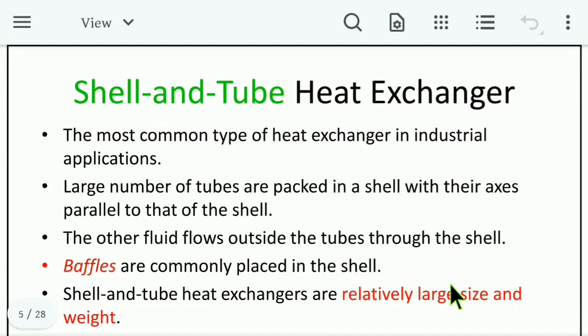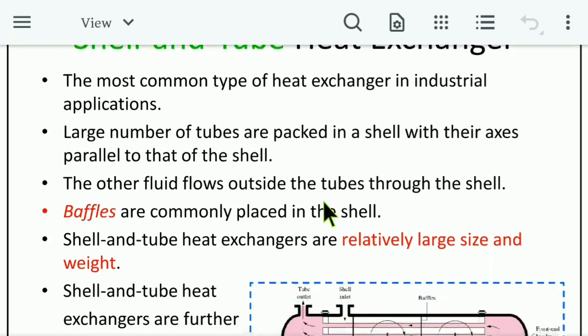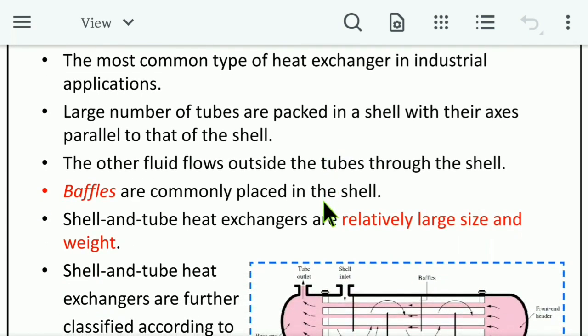The most common type of heat exchanger in industrial applications is the shell and tube heat exchanger. A large number of tubes are packed in a shell with their axis parallel to that of the shell. The other fluid flows outside the tubes through the shell. Baffles are commonly placed in the shell.